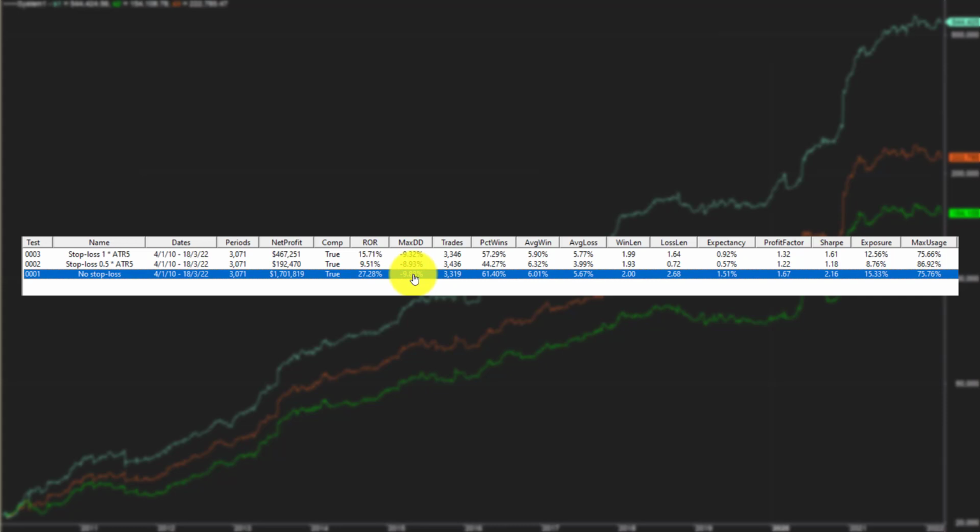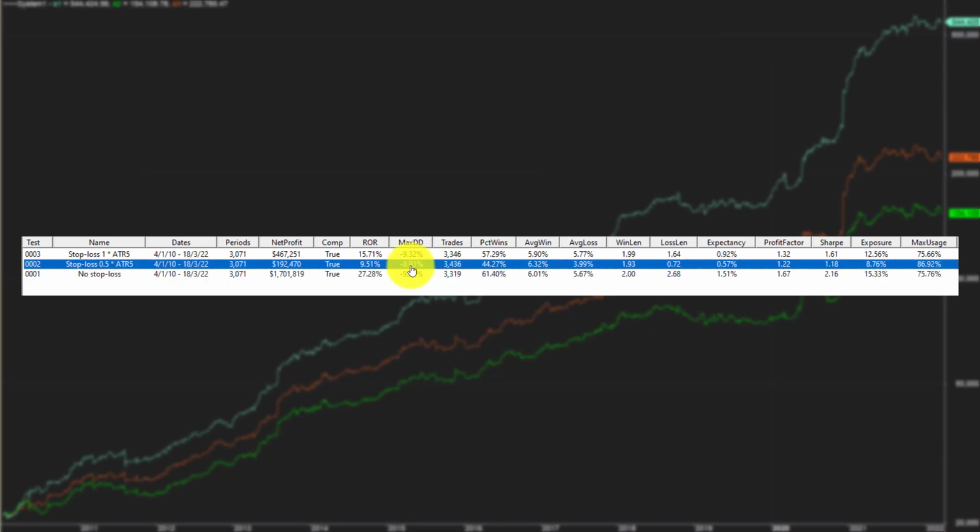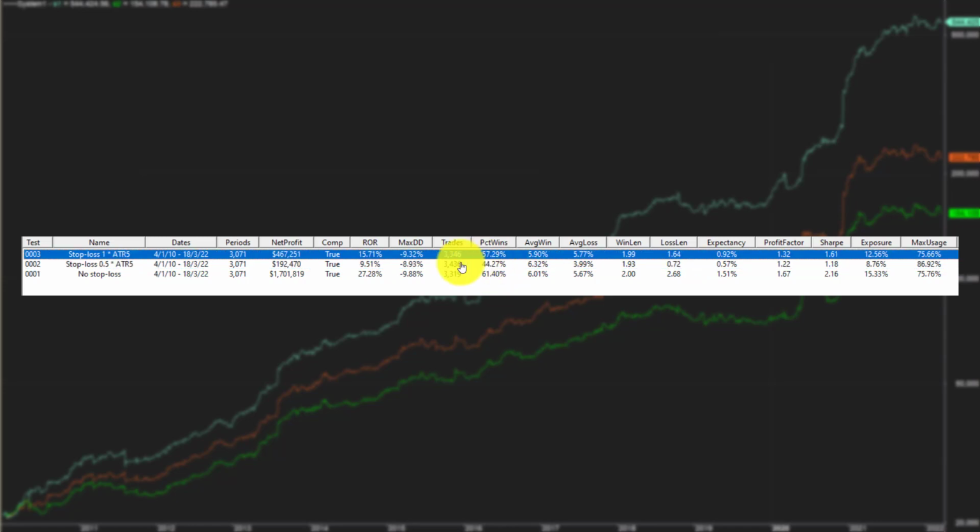So if we then take this strategy and start trading it with a stop loss on each trade, while our maximum drawdown went down by about 1%, our rate of return went down from 27% to 9.5%. So we have lowered our maximum drawdown a little bit, but we have significantly lowered our return potential at the same time. So this is really not a good way to go when it comes to mean reversion strategies.